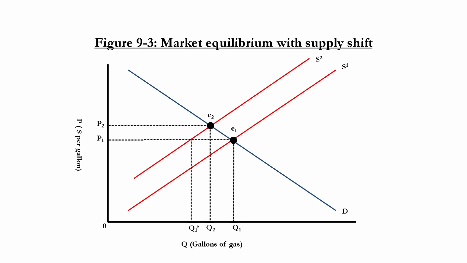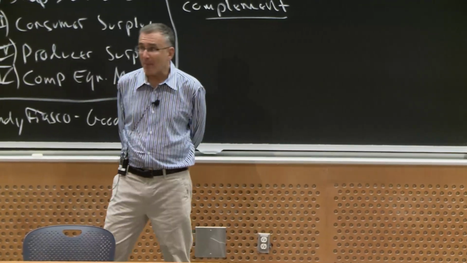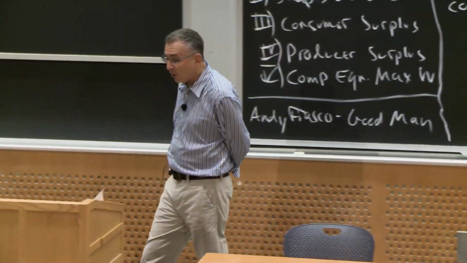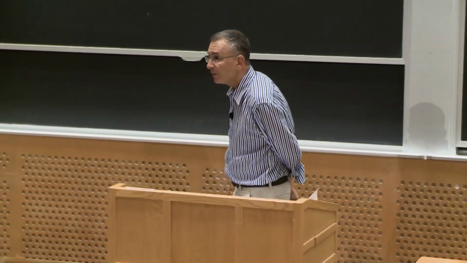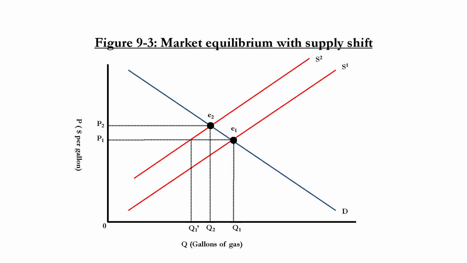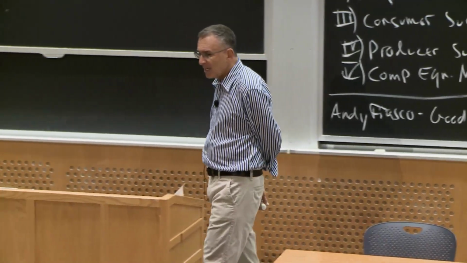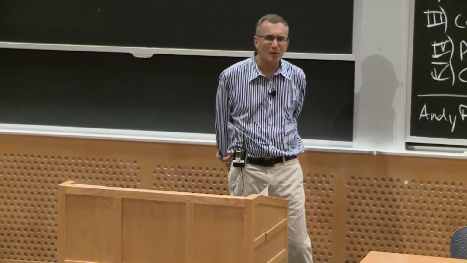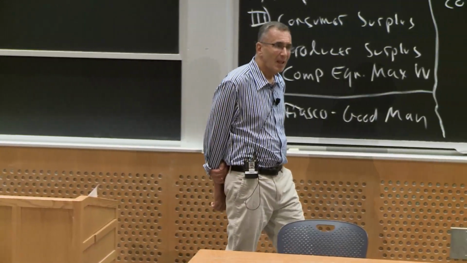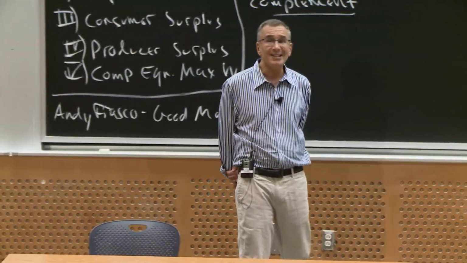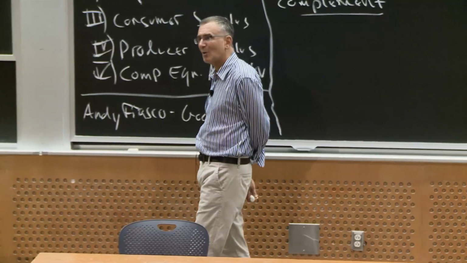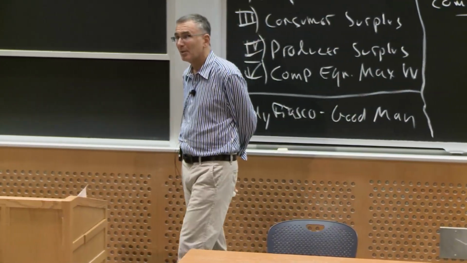At little e2, once again, both parties are happy. Consumers are happy because they are on their demand curve. Their marginal willingness to pay for Q2 gallons is P2. Producers are happy because they're happy to produce Q2 gallons at P2. Now you might say to yourself, well, gee, how can consumers be happy? Life's changed. Well, I'm not comparing their happiness across the two equilibriums. I'm just saying they're in equilibrium.